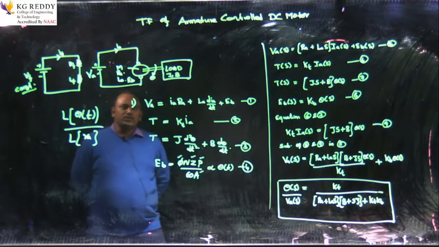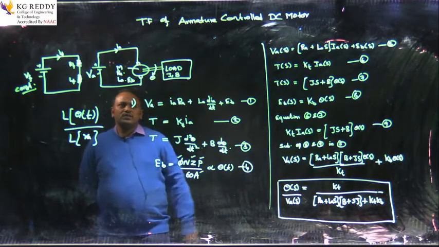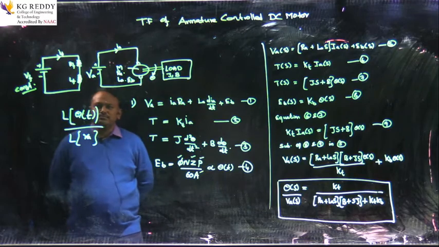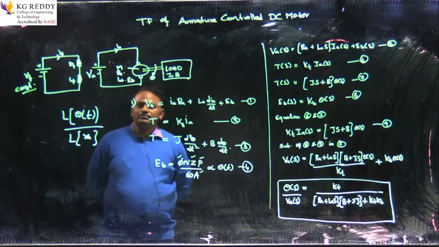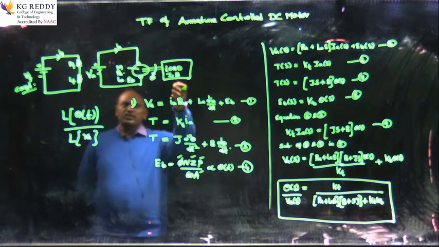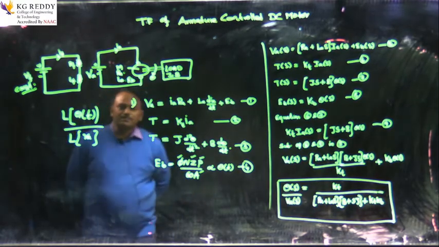One question for you guys: what is J and what is B? Yes, J is the moment of inertia and B is the frictional coefficient.